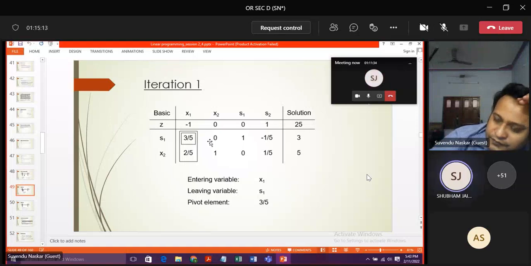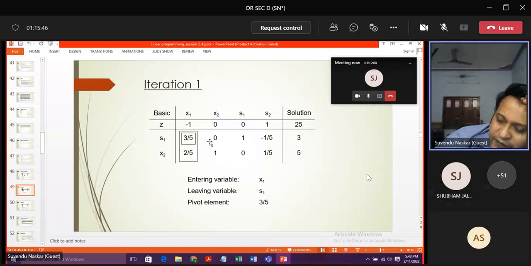Sir, S1 row will be 1, 0, 5 by 3. Okay. Minus 1 by 3. Okay. And next, solution will be 15 by 3, that is 5. How much for solution? 5. Solution will be 5. Okay. You have got 5. Yes, 3 into 5 by 3 is 5.